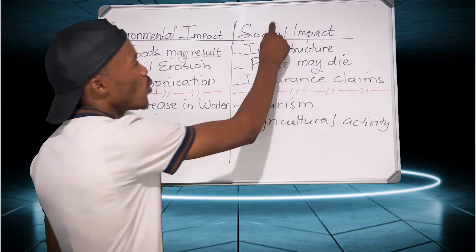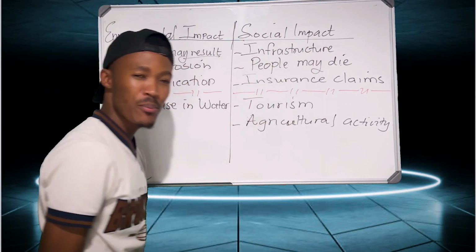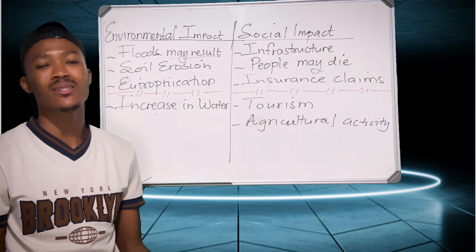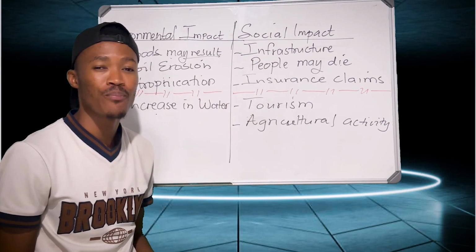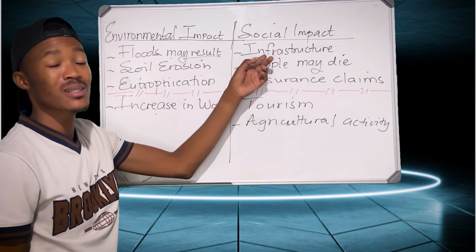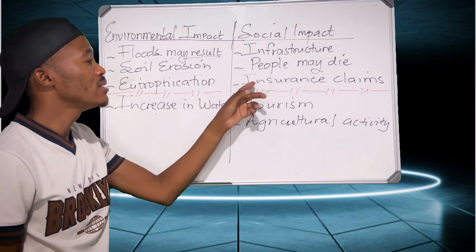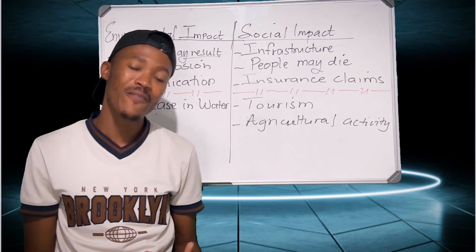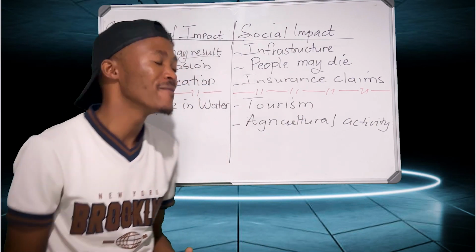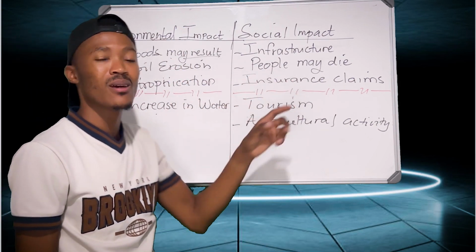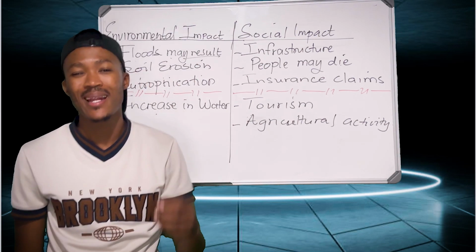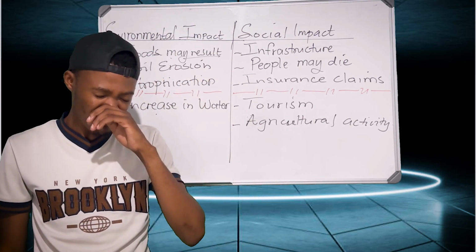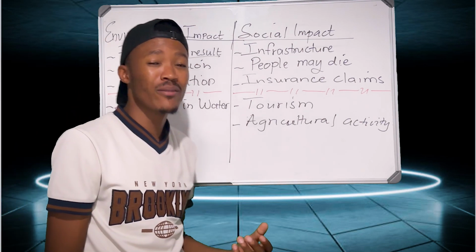Now let us see what will be the impact on people. Strong winds have the capabilities of destroying infrastructure of people. And once the infrastructure has been destroyed, this may lead to a lot of insurance claims, which may affect the economy negatively. We are also having people that may lose their lives due to strong rainfall accompanied by lightning and hail, or only from strong wind.